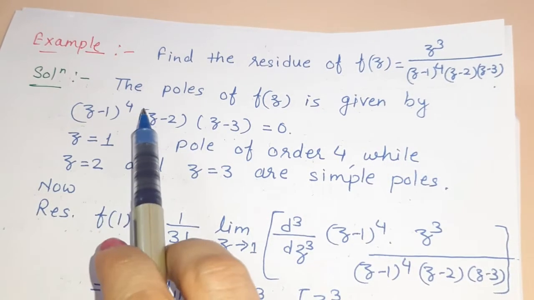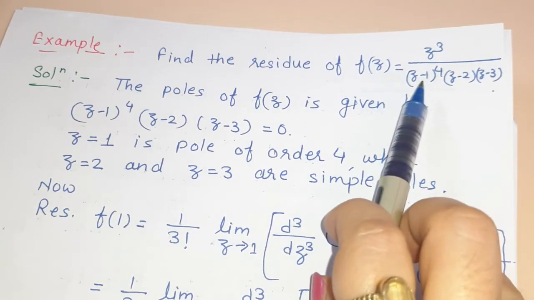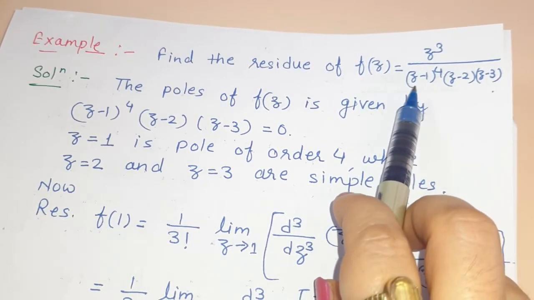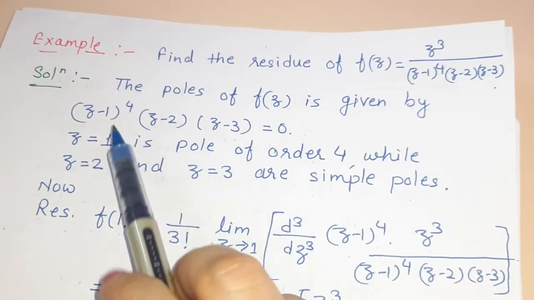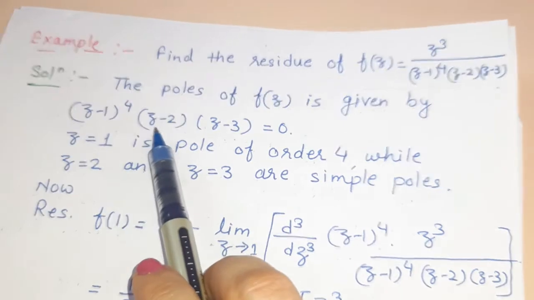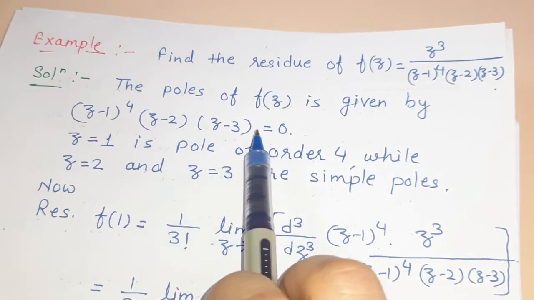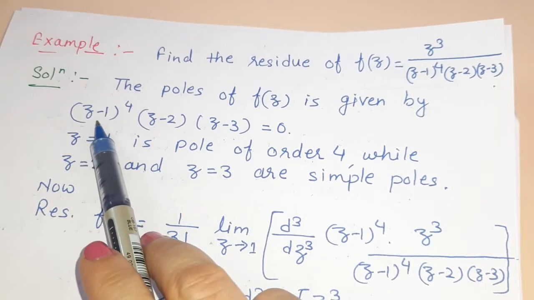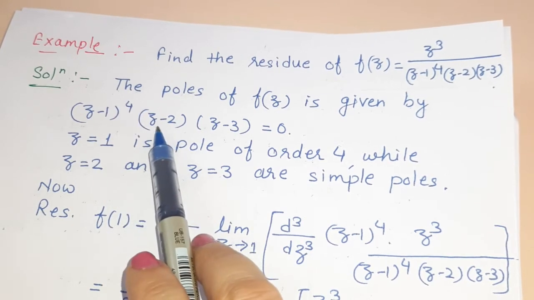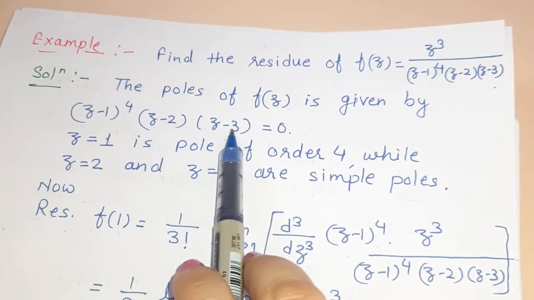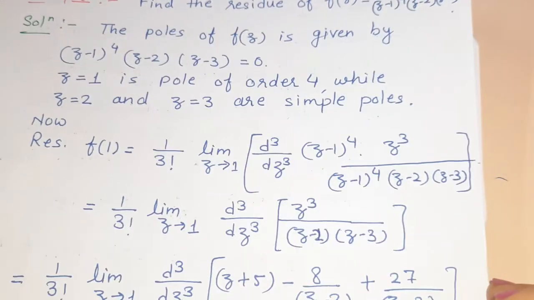So see the solution. How do we find the poles? We equate the denominator to 0. So the poles of f(z) are given by (z minus 1)^4 into (z minus 2) into (z minus 3) is equal to 0. So it is very clear: at z is equal to 1 we are getting a pole of order 4, and at z is equal to 2 and z is equal to 3 we are getting simple poles. So we calculate the residues.